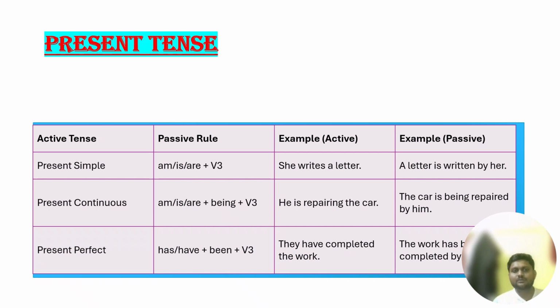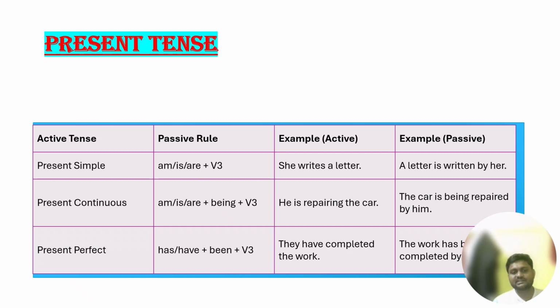If we talk about present continuous tense, then to convert a sentence to its passive form, we have to use words like is, am, or are plus being plus V3. A sentence which is in present continuous, such as he is repairing the car, its passive form would be the car is being repaired by him.